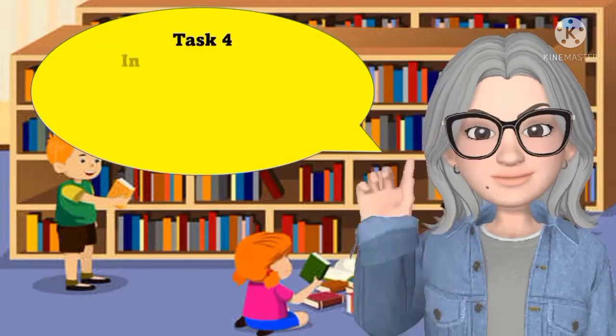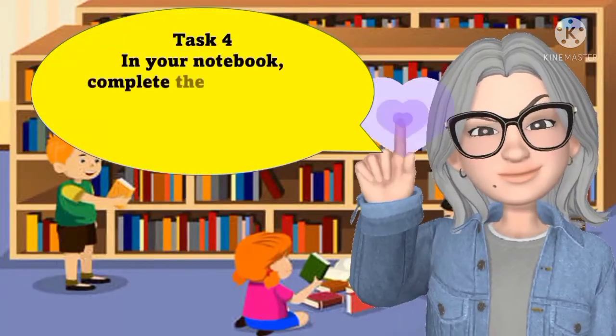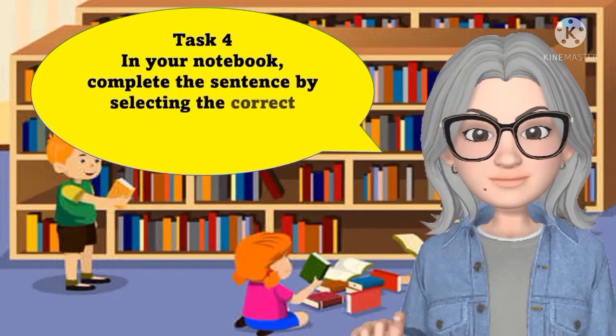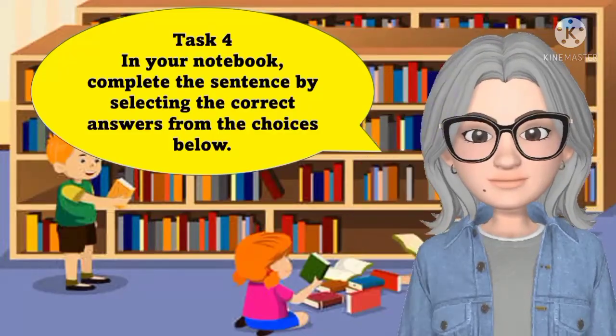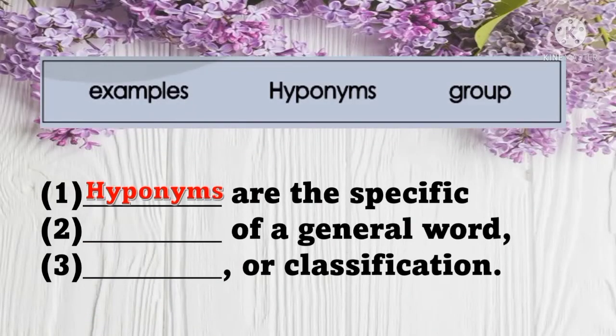And for our task 4, in your notebook, complete the sentence by selecting the correct answers from the choices. Hyponyms are the specific examples of a general word, group, or classification.